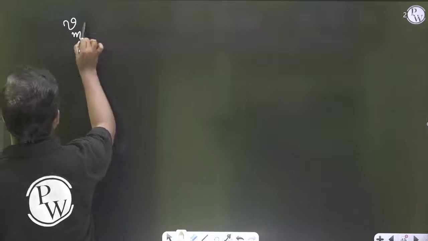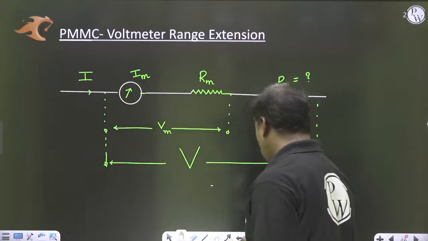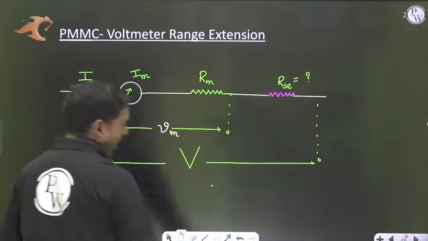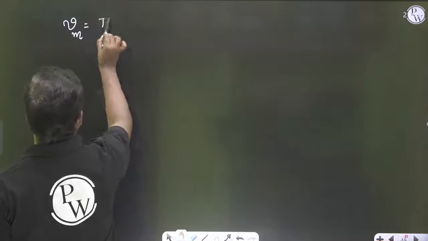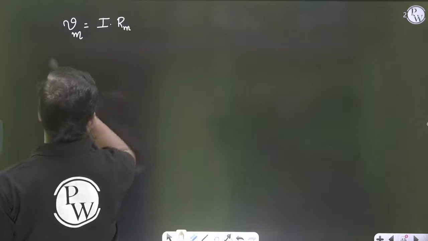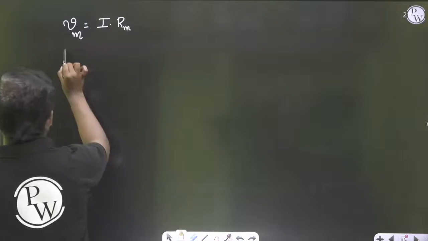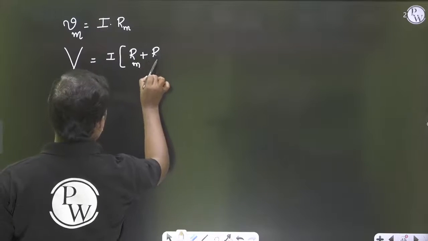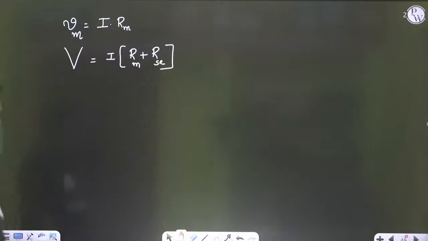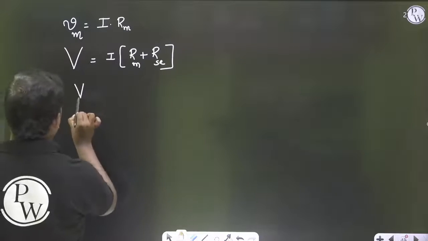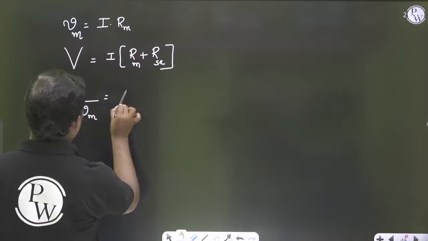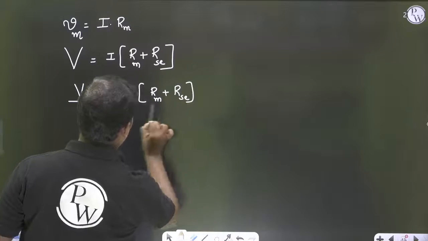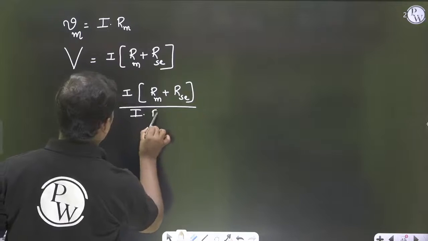Taking the small letter, Vm can be taken as I into Rm, same current passing. Whereas capital V can be taken as I into Rm plus Rsc. So now if I take the ratio of V by Vm, what am I going to get? I into Rm plus Rsc, the whole divided by I into Rm.